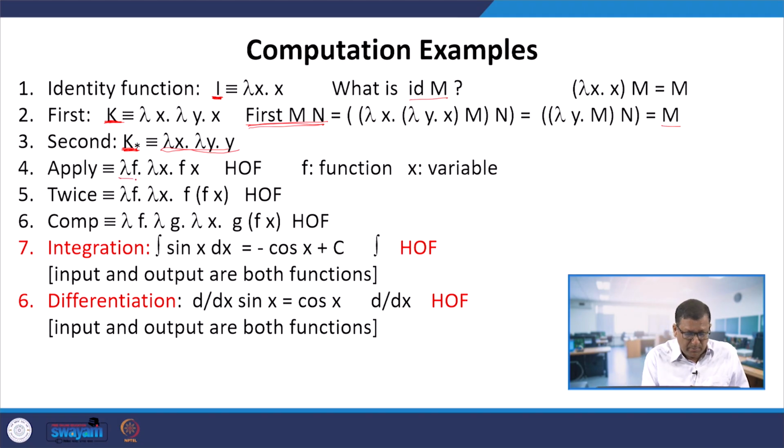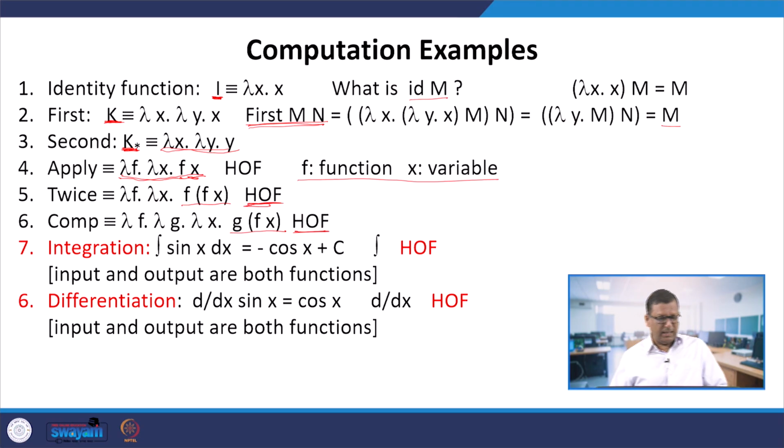Now let us examine this term: lambda f dot lambda x dot f x. Here x is a variable and f is applied, so f is a function. So it is a higher order function. A higher order function is one that takes as input a function or returns an output as a function or both. Twice means we are applying this function twice, doing f of x, and it is again a higher order function. When we are doing composition of two functions, we do f x, then g of f x, and it is also a higher order function.